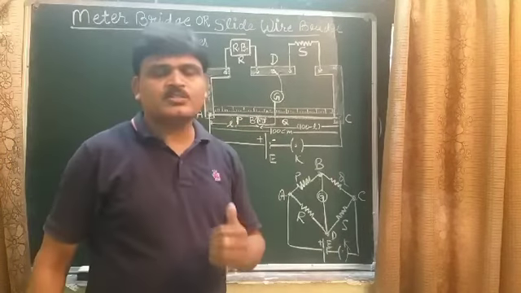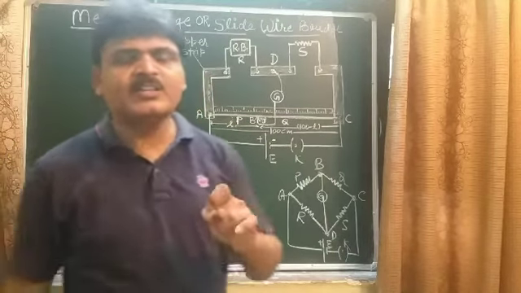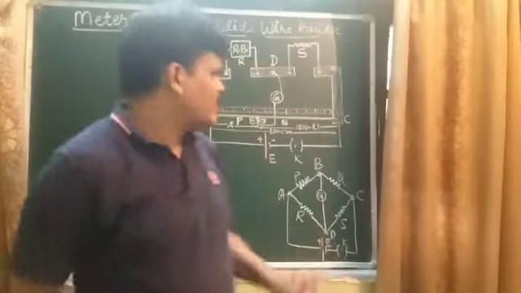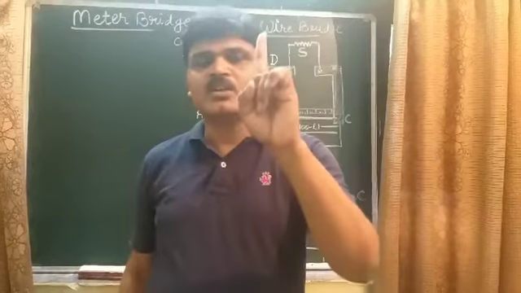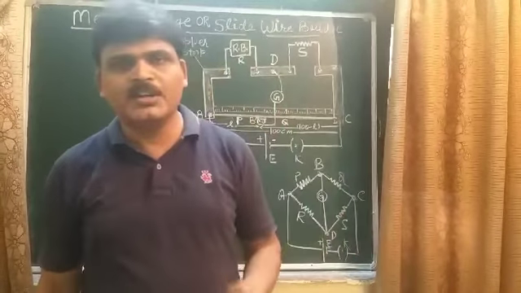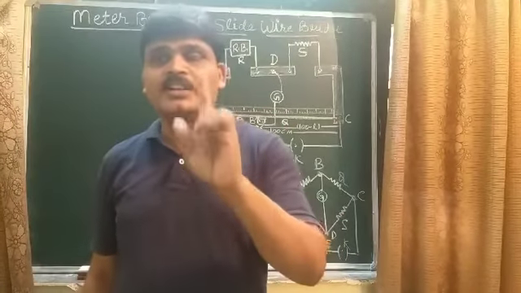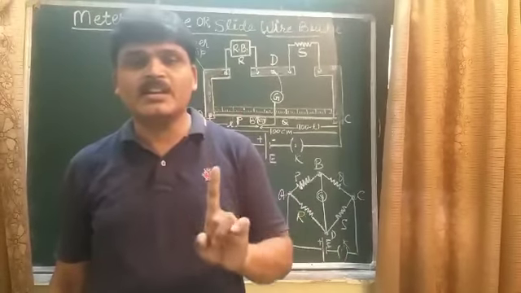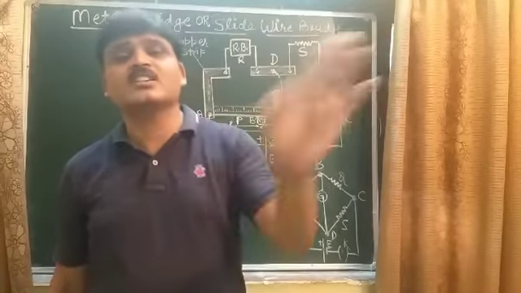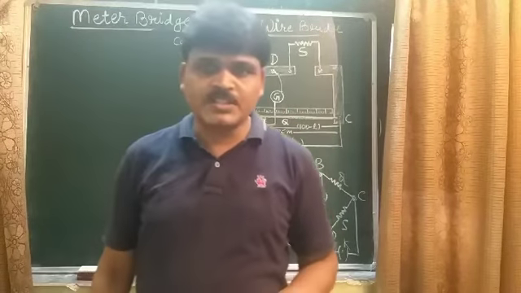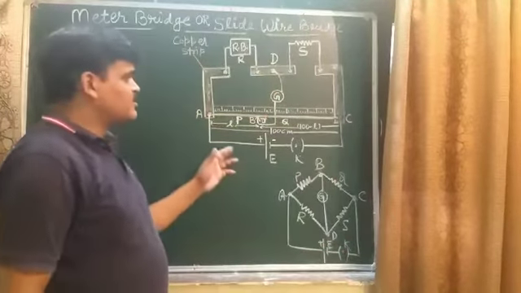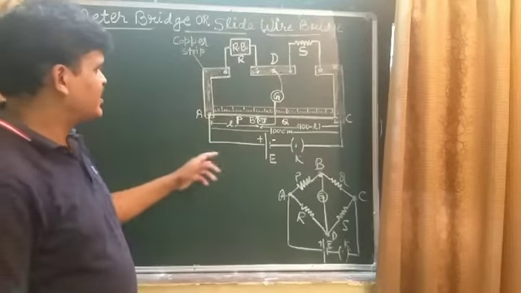One thing should be remembered: it is called a meter bridge because the length of the wire is 1 meter. The wire taken is an alloy, manganese or constantan, because its resistivity is large and it has a low temperature coefficient. So this is the construction of the meter bridge.